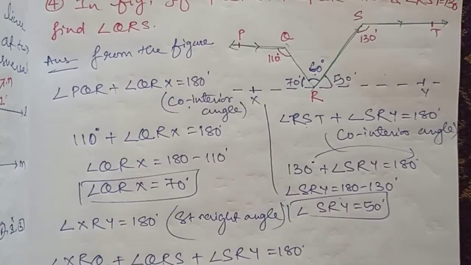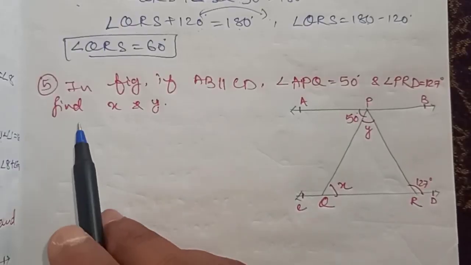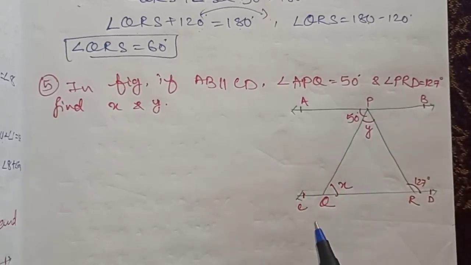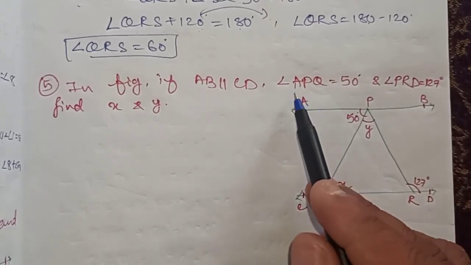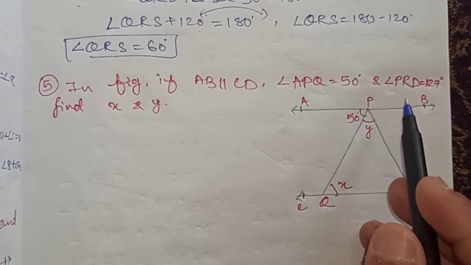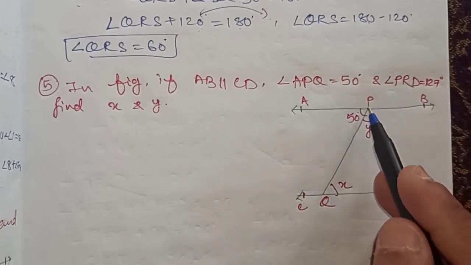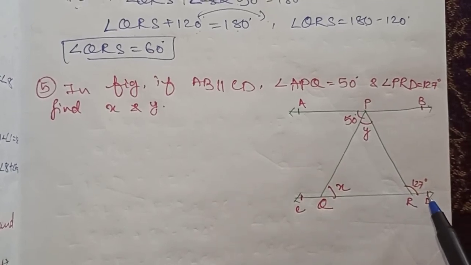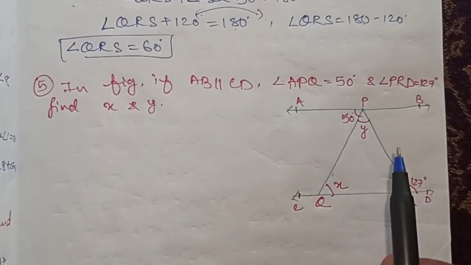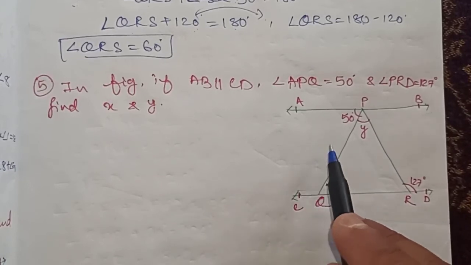Okay, next. Now question number 5. In question number 5 it is given in the figure, if AB is parallel to CD, angle APQ equals 50 degrees, and angle PRD equals 127 degrees. Find angle X and Y. So here there are two Z shapes we will get. One by one I will explain.